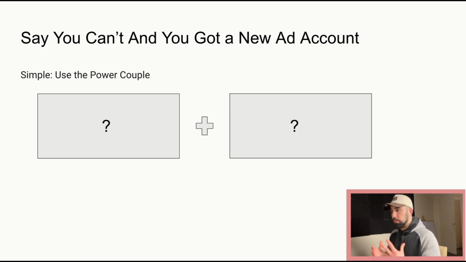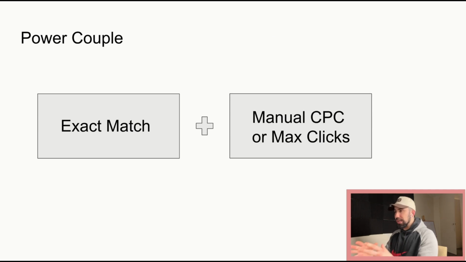What you should do, brand new ad account. What is the new strategy? Jim, you told us Google doesn't trust brand new ad accounts. What should we do? I have a unique strategy which is called Power Couple. Power Couple means you're going to start with exact match and manual bidding or max clicks.